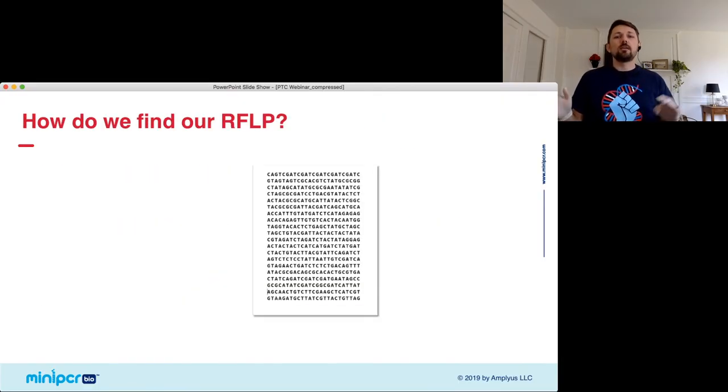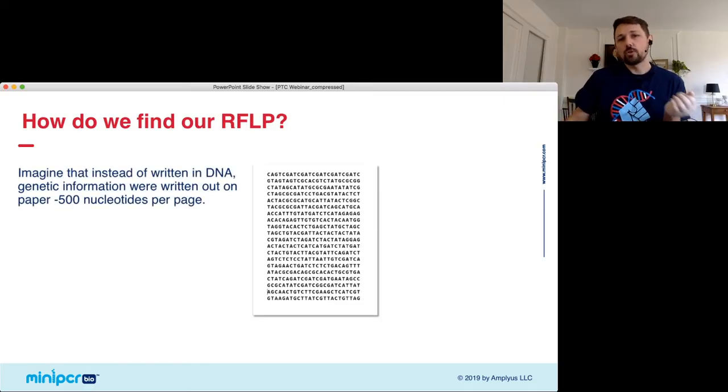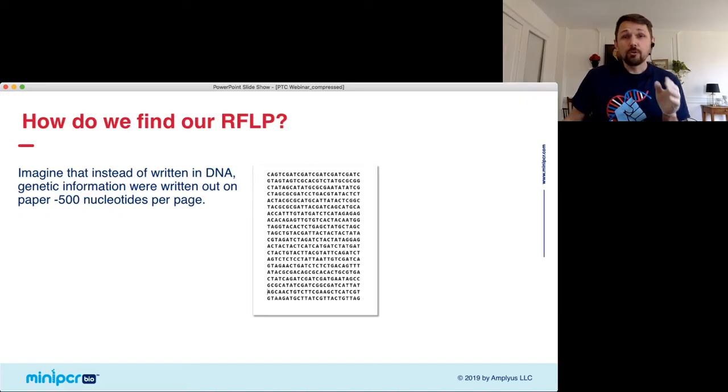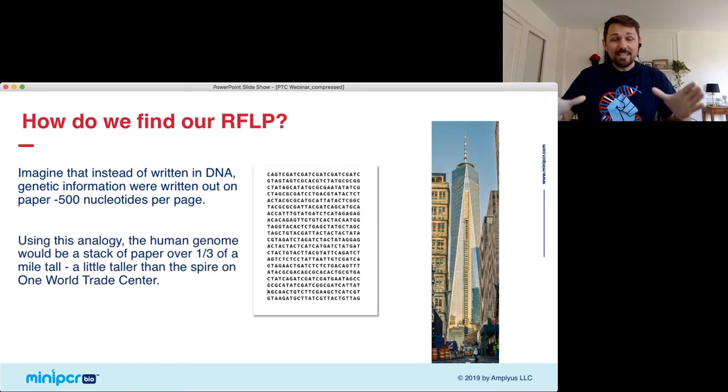So here's the thing, you may be thinking, all right, so if we can just cut the DNA, why did we have to make all those copies of it? What was the point of that? Well, if we think about this, our gene is 1,000 base pairs long, right? But the human genome is 3.2 billion nucleotides long. So imagine if you were to write out your entire human genome, that complex sequence, on paper, and every piece of paper is going to have 500 nucleotides on it. Well, if you were to do that for the entire human genome, you would need a stack of paper 1/3 of a mile tall.